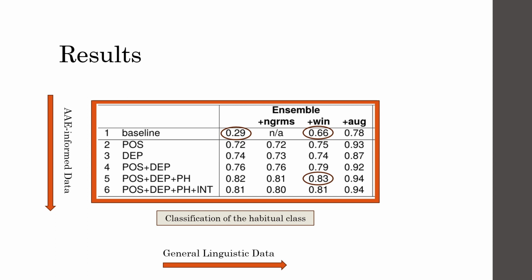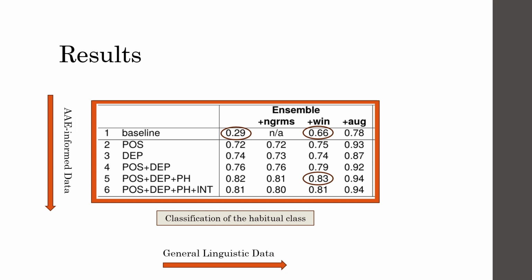Here are our results. Top to bottom demonstrates the inclusion of AAE-informed linguistic data, while left to right signifies the integration of uninformed information. Our results show that the simple baseline model is insufficient with limited natural data, achieving only a 0.29 F1 score. However, feeding just a simple representation of the POS data brings a large jump in performance, bringing the F1 score to 2.66.